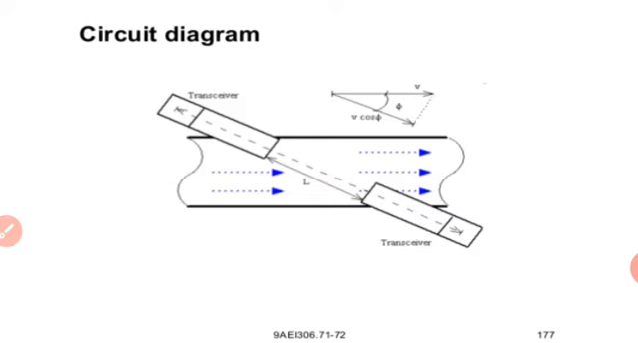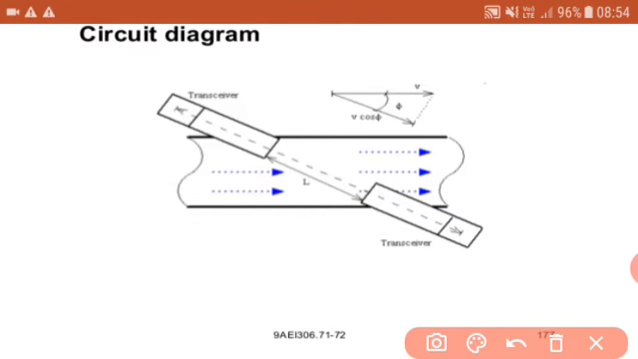This is also one type of circuit diagram of the Doppler frequency meter. Here we can say that a transceiver is there. The working of this transceiver is to transmit and receive both. Whenever the ultrasonic rays flow from transmitter to receiver, there is a shift in the frequency, and this frequency shift is directly proportional to the velocity of flow.